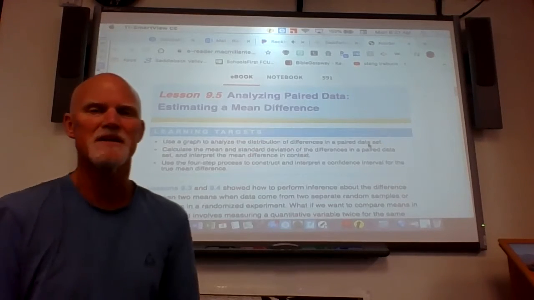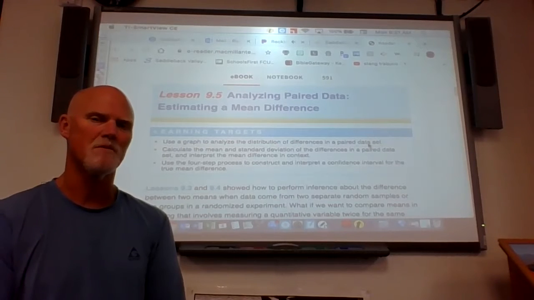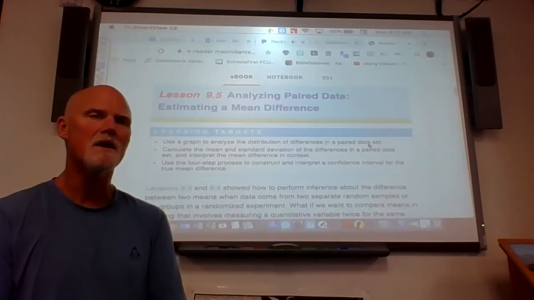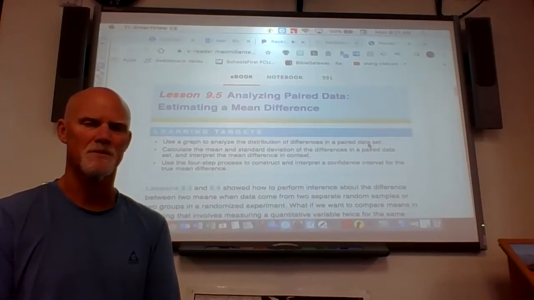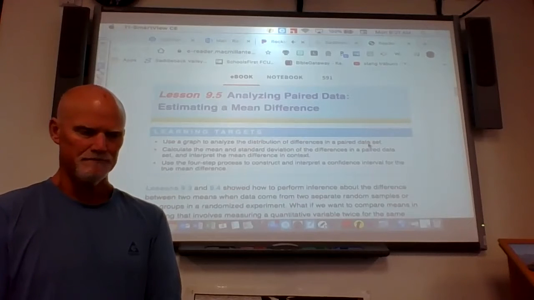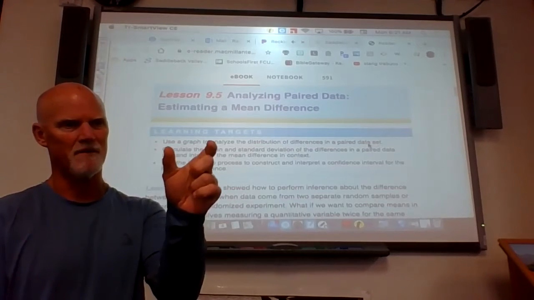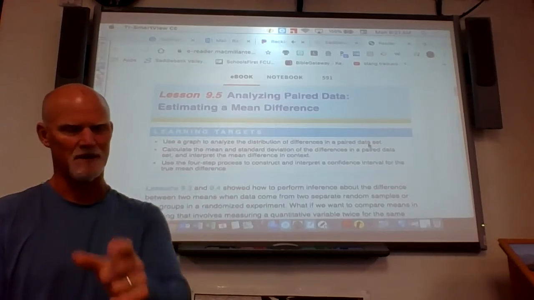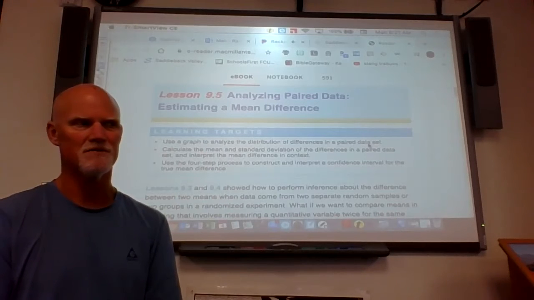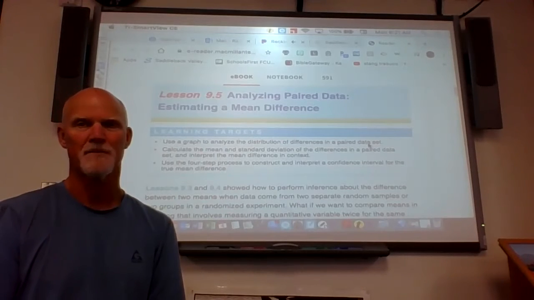Let me give you some examples of what a mu difference problem might look like. One of the key characteristics of a mu difference problem is that it's a comparison of a before and an after. So let me give you an example of one that is very applicable to you guys.